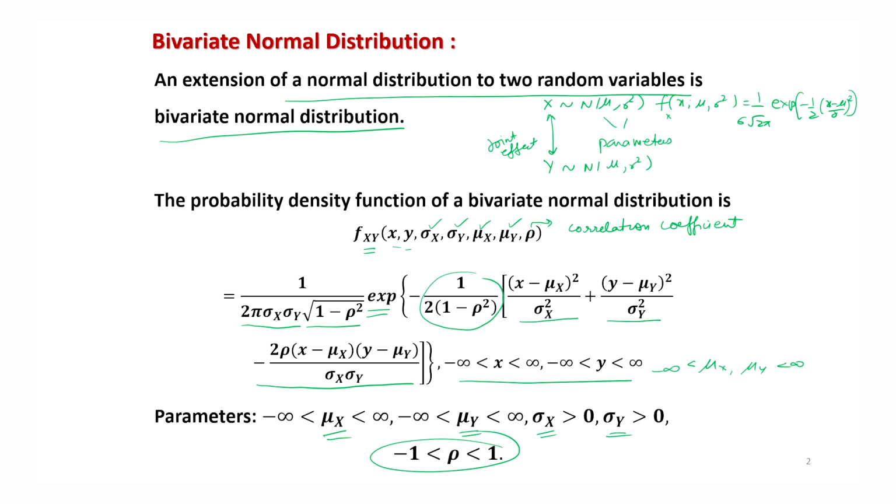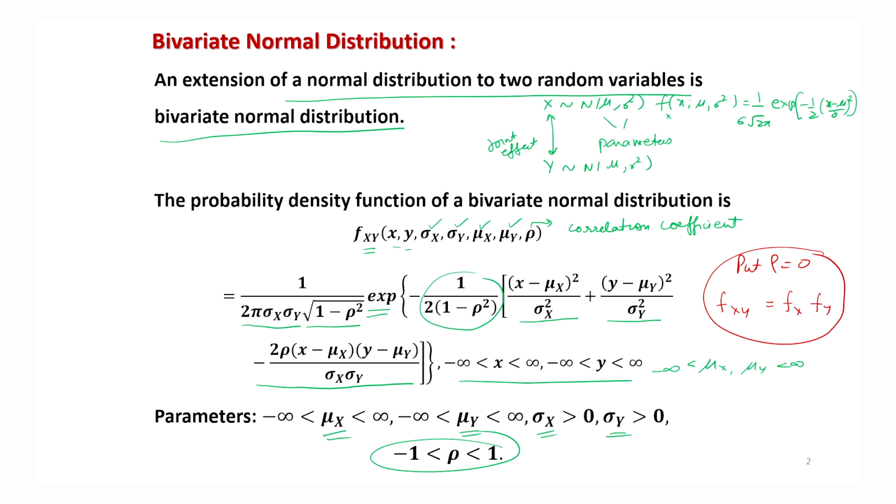Now I'm giving you a small exercise. Try to substitute rho equal to 0 and then see what happens. Whatever you get, you can see this f of xy can be represented as f of x and f of y. Please try to do it yourself. And if you recall, this indicates that the two random variables x and y are independent.